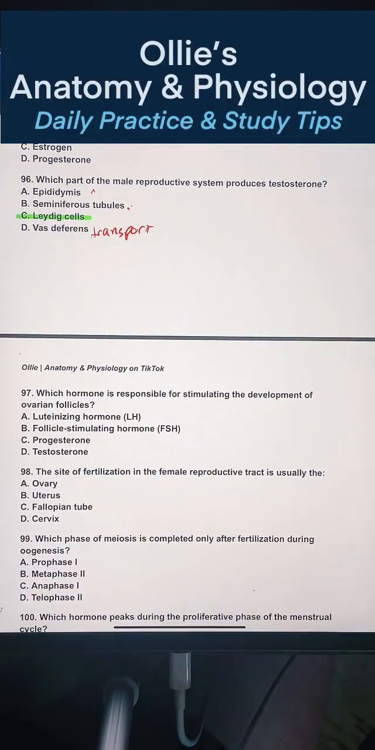Moving on to the next page of questions. Number 97, which hormone is responsible for stimulating the development of ovarian follicles? Number 97.